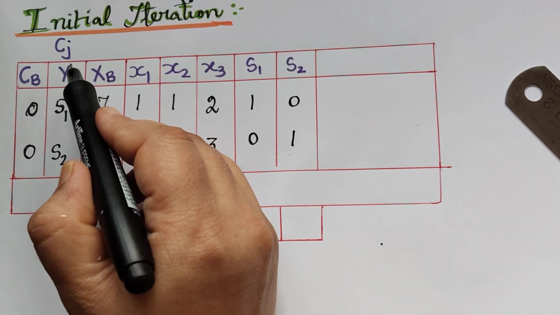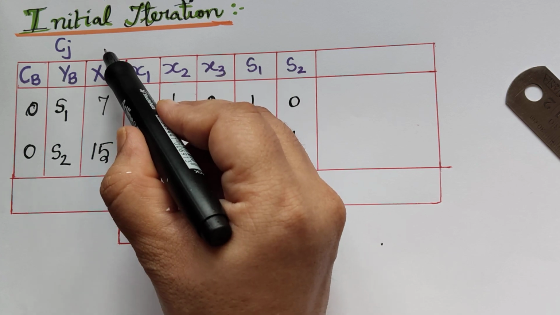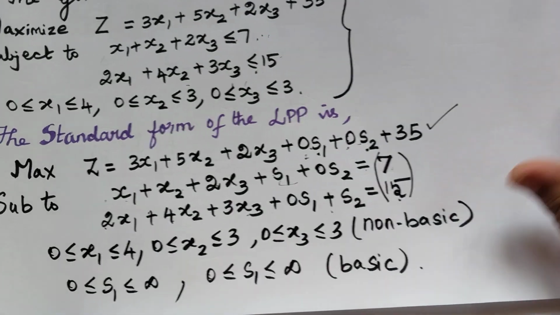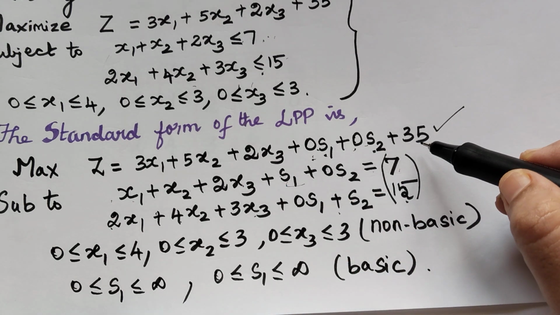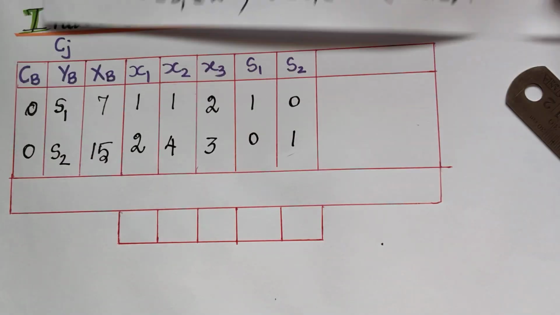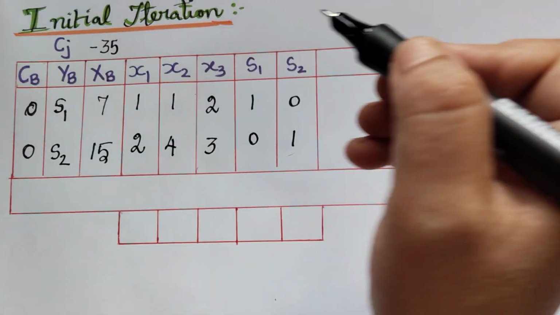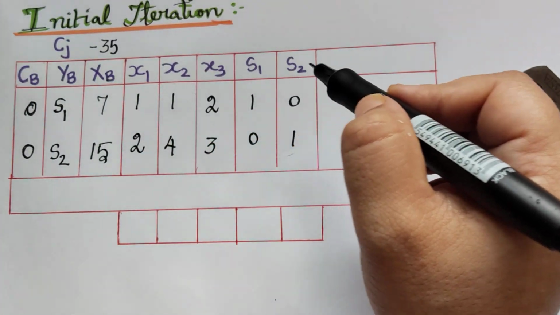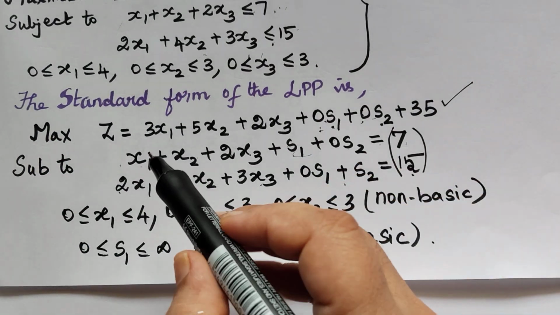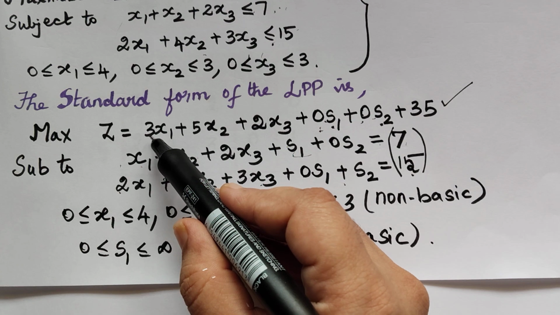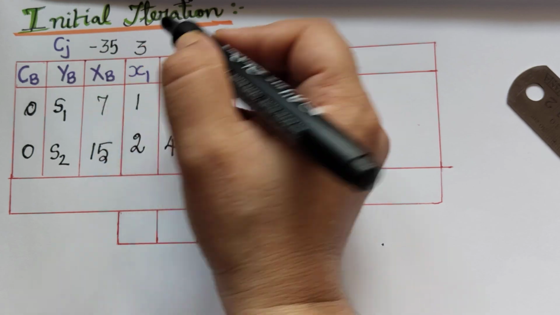And then here we have Cj. For Cj, we start at the top of XB, the solution space. At this place we check the constant that has been added in the objective function, that is 35. We write this 35 with a negative sign, so minus 35. This step you should remember. And for x1, x2, x3, s1, s2, the values are taken from the objective function. The coefficient of x1 is 3, which we write over here for Cj, that is the cost of x1 in the objective function.